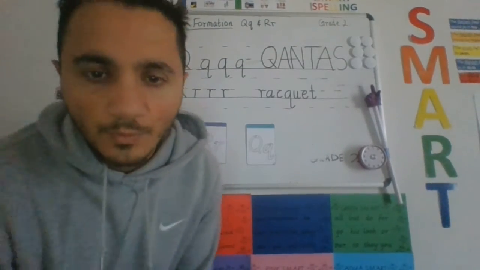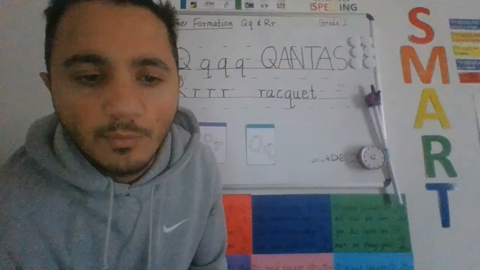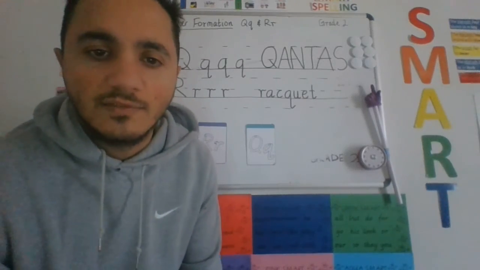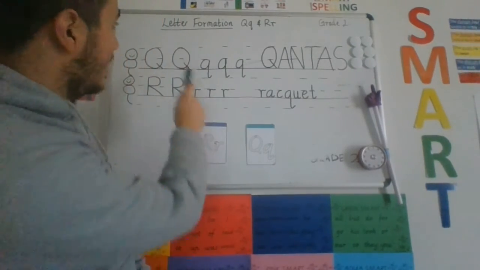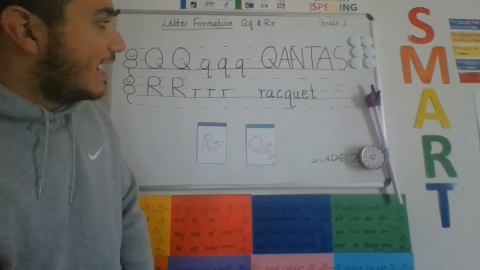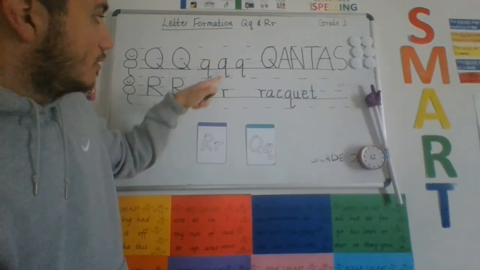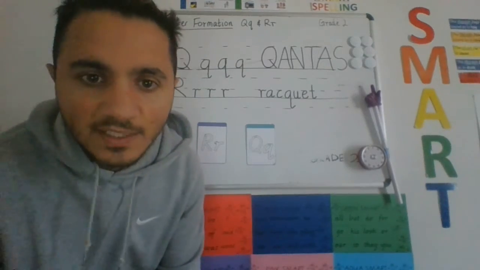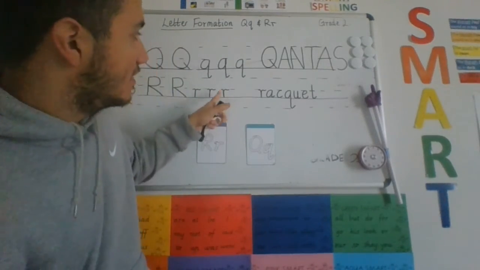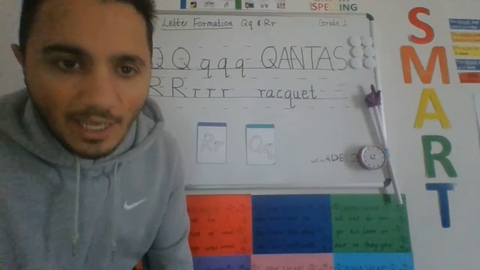Okay, so you've got some words. Have a look at the last page of the PowerPoint. There's some ideas of some of the words that you can practice that have the Q and the R in it. Definitely the lowercase q and the lowercase r are the trickiest parts for today. So make sure you practice them just a little bit more than your capitals.